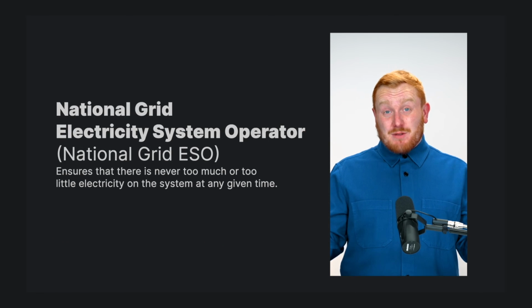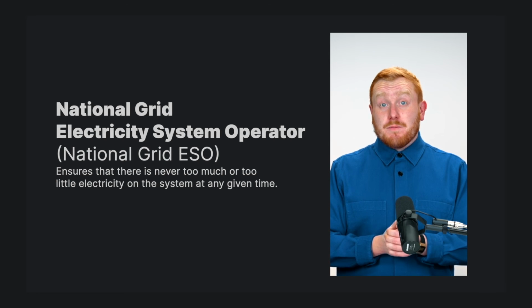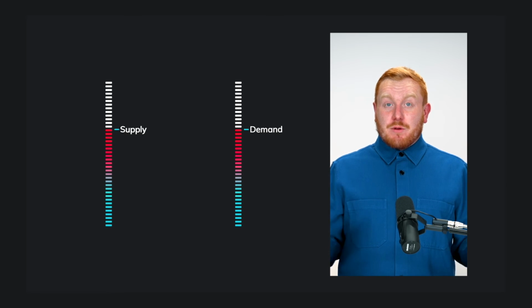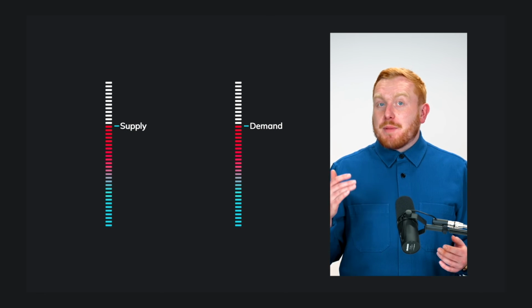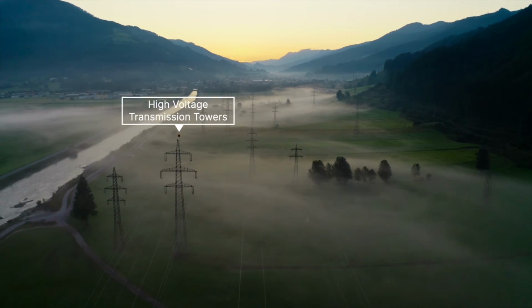But who ensures that generation and demand are balanced? Well, that's National Grid ESO, who makes sure that your lights stay on. A large part of their role is balancing generation and demand in real time, because forecasts are never going to be entirely accurate. Once electricity is generated, it travels round the country via high voltage, long distance wires and cables.